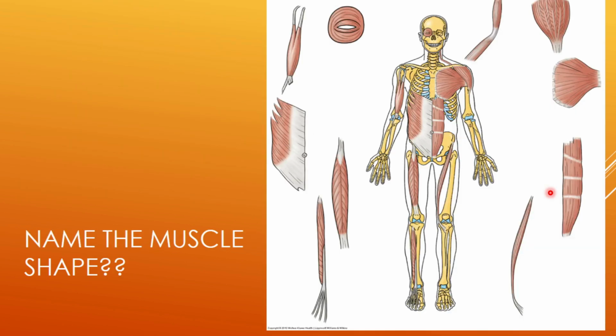So you might want to, at this point, it's up to you, pause the video and have a go at naming some of these muscle shapes. Just become familiar with different types of muscle shapes. Are they parallel? Are they pennate? If they're pennate, what type of pennate muscle are they? Unipennate, bipennate, multipennate? Are they a circular muscle, etc.? That's up to you. Have a go if you wish. And with that said, I'm going to end it there.